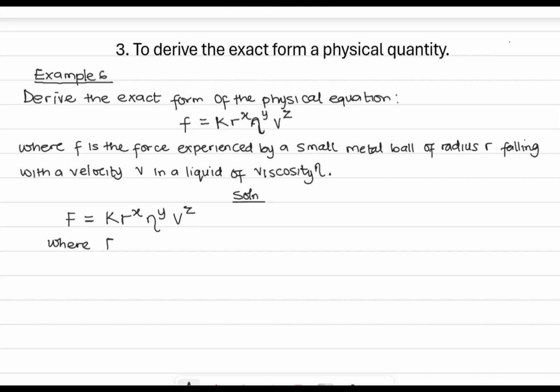the dimension for F is given as, we know it to be MLT^-2, and the dimension for radius is given as L. The dimension for viscosity is given as ML^-1T^-1. And then lastly, the dimension for velocity is given as LT^-1.